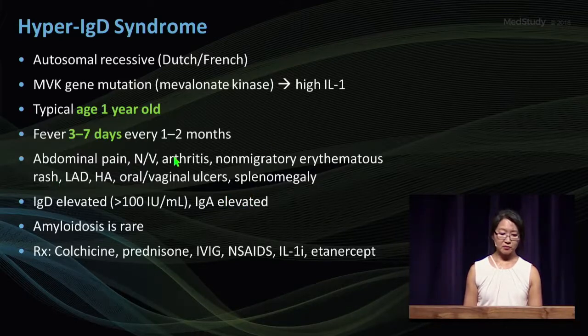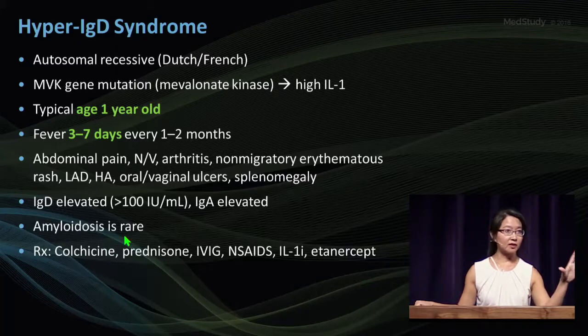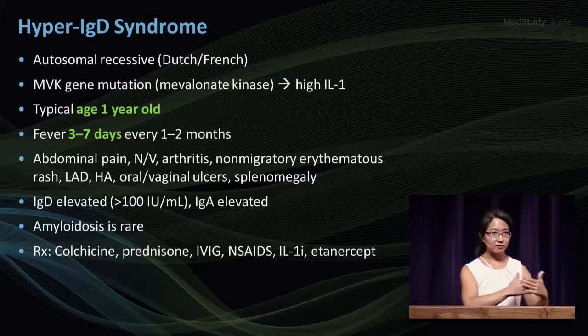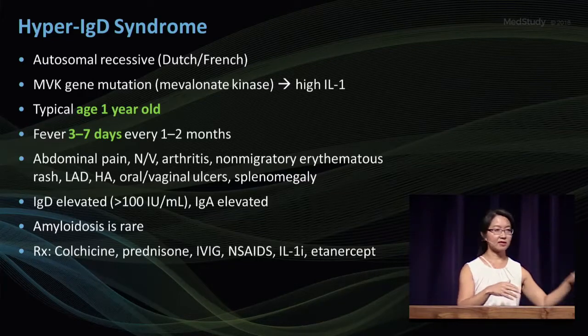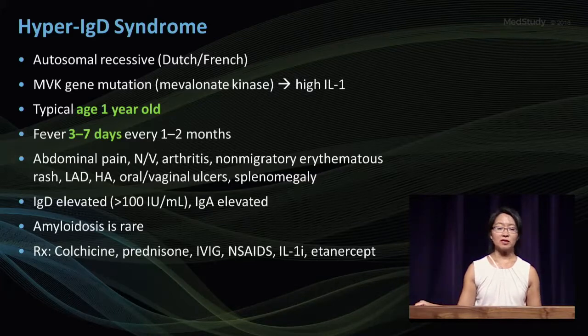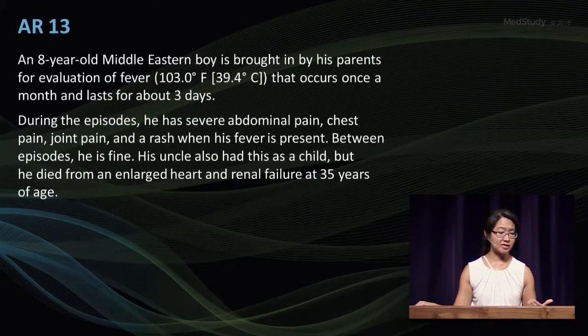These patients can have abdominal pain, non-migratory erythematous rash, ulcers, splenomegaly. And if you check their IgD levels, it's high. IgA can also be high. Amyloidosis is rare. And so there's a panel, if you order on your labs, there's a panel for autoinflammatory disease genes. And you can order it as a full panel, and it'll come back whether or not patients have MEFV, if they have the TNFRSF1A gene, or hyper-IgD MVK gene. So it's pretty nice because the lab panel will do all that for you because they present very similarly with regards to fever patterns and presentation.